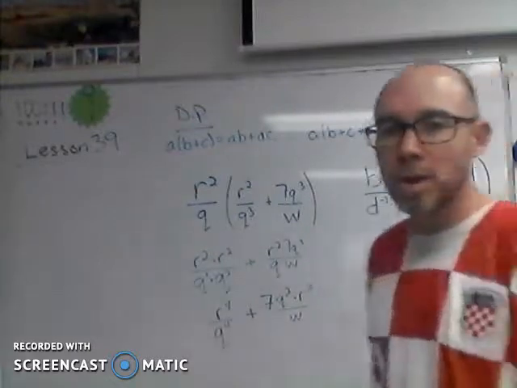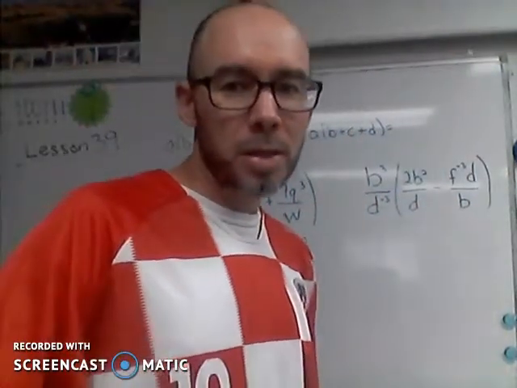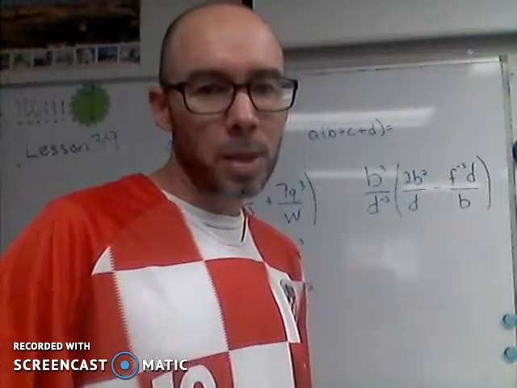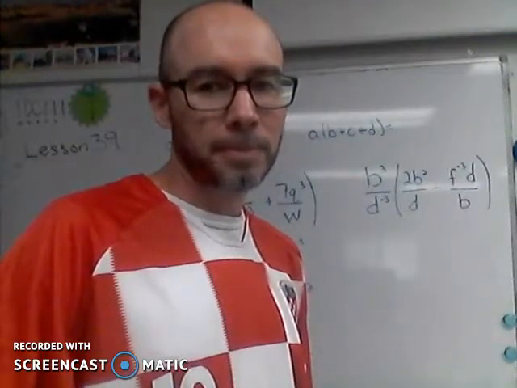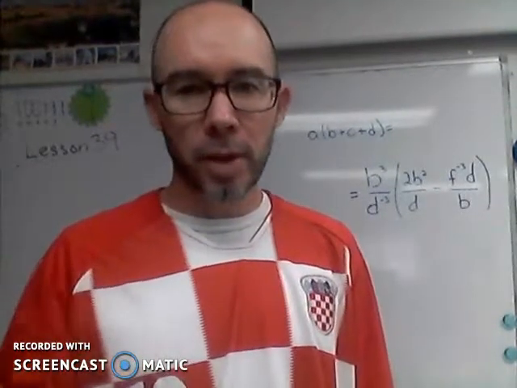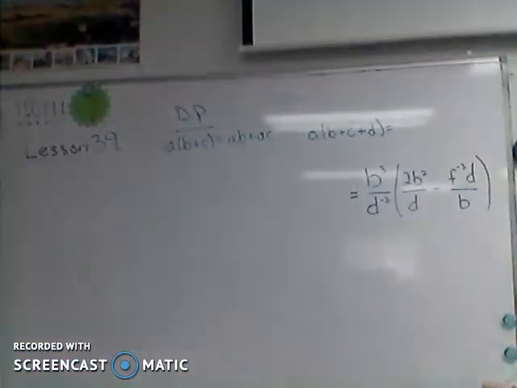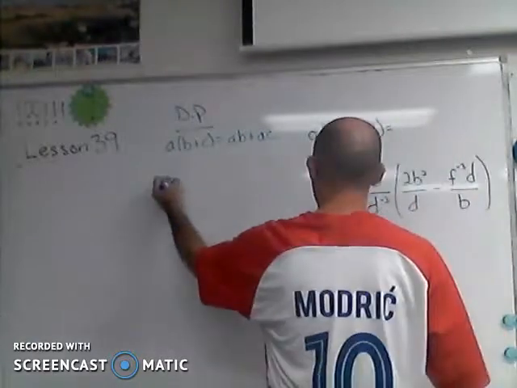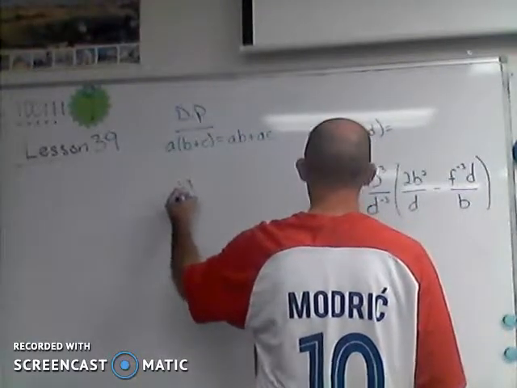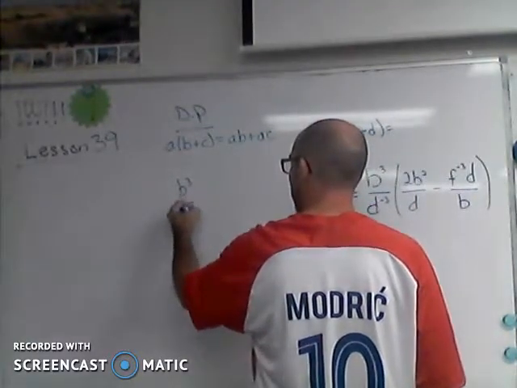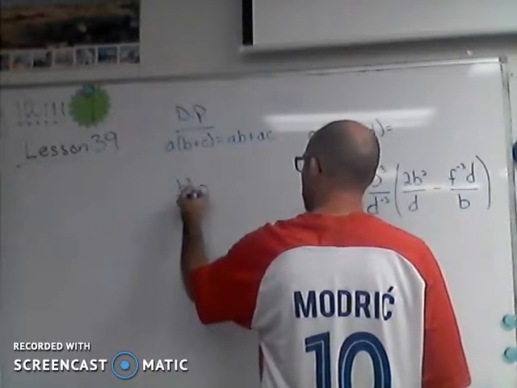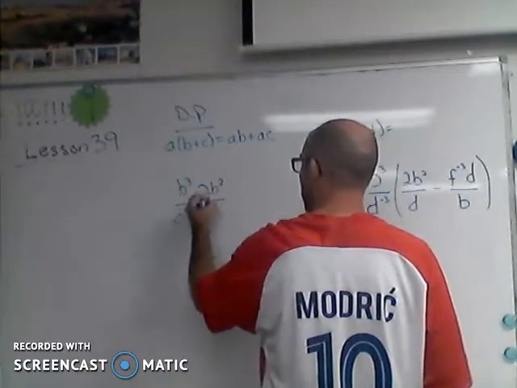And let me clear that off. We'll work with this one over here next. You might want to hit pause and copy that down, and then we'll go to it. Okay, there it is. Let's get to work on that one. There's A, there's B, there's C. Okay? I'll start way over here and get my b cubed over d to the negative 3 times 2b squared over d.